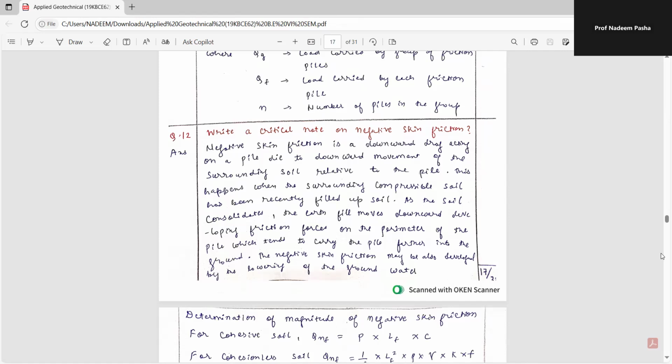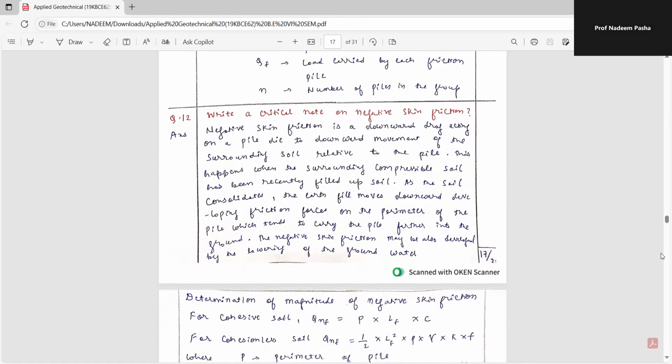So write a critical note on negative skin friction. Negative skin friction is a downward drag acting on a pile due to downward movement of the surrounding soil relative to the pile. This happens when the surrounding compressible soil has been recently filled up with soil. As the soil consolidates, the earth fill moves downwards, developing friction forces on the perimeter of the pile, which tends to carry the pile further into the ground. The negative skin friction may also be developed by the lowering of the groundwater.